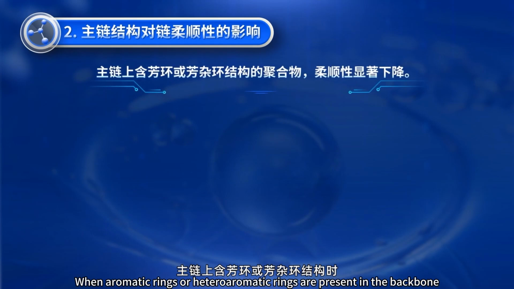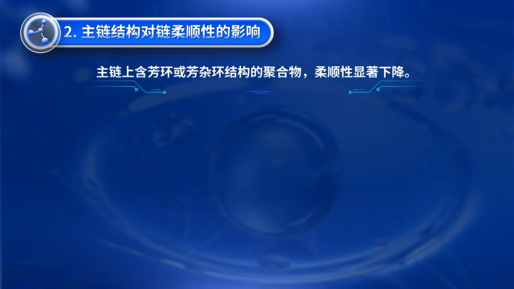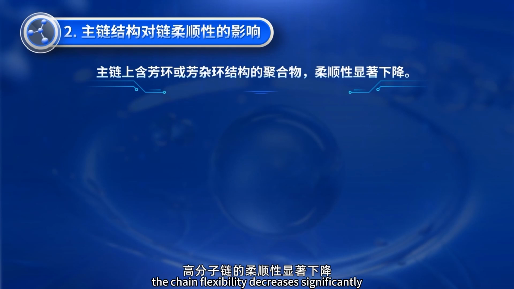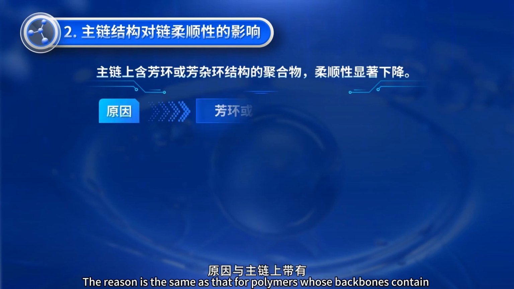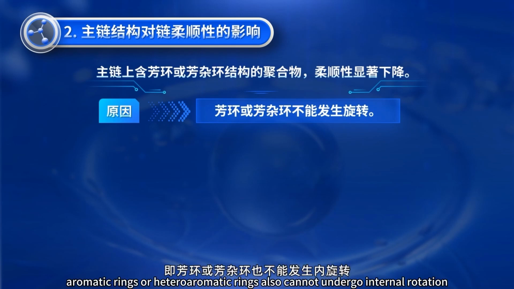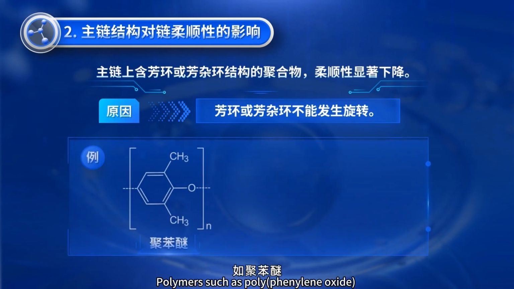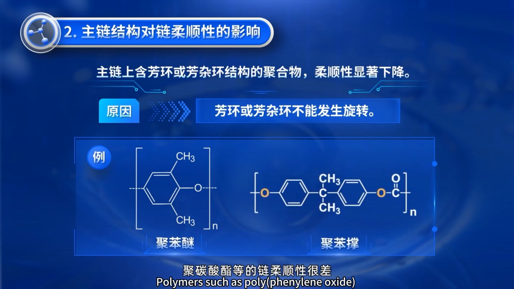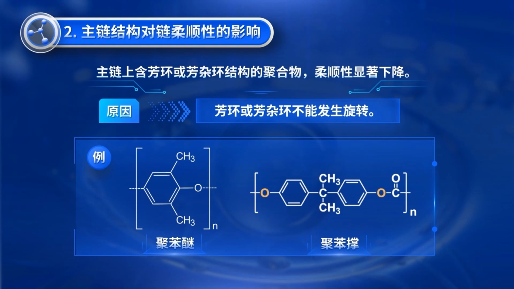When aromatic rings or heteroaromatic rings are present in the backbone, the chain flexibility decreases significantly. The reason is the same as that for polymers whose backbones contain conjugated double bonds and therefore have poor flexibility. Aromatic rings or heteroaromatic rings also cannot undergo internal rotation. Polymers such as polyphenylene oxide and polycarbonate exhibit poor chain flexibility.